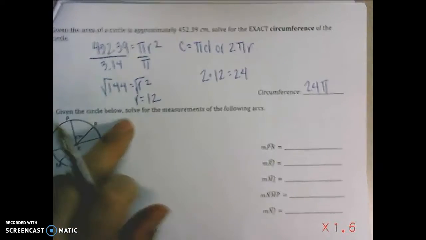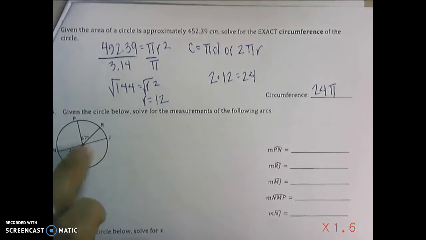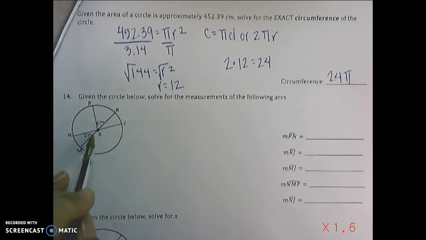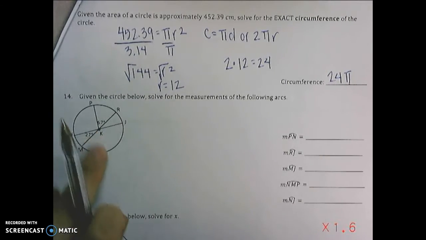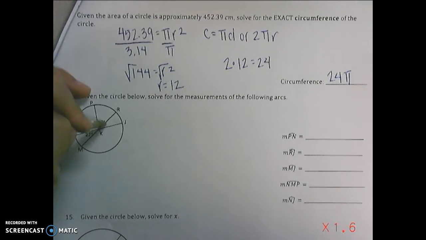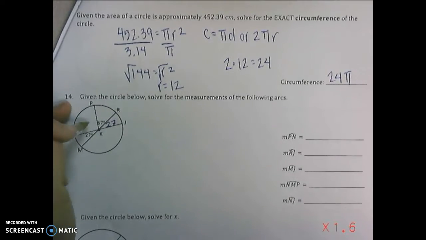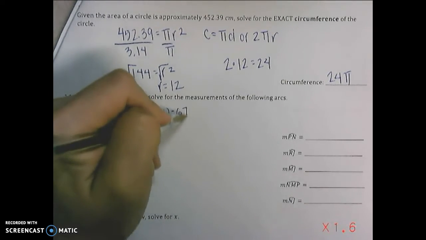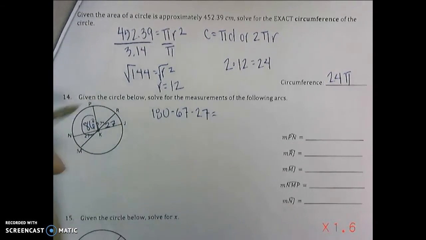Okay, so given the circle below, solve for the measurements of the following arcs. Well, if you notice, these are all central angles. So central angles are equal to their arcs. What I would start by doing is I would pencil in the information that I know. So these are vertical angles, so I would pencil in 27 here. And then to find this angle right here, I would take 180, since this is a semicircle. I would subtract 67, and I would subtract 27, and that would give me 86 degrees.